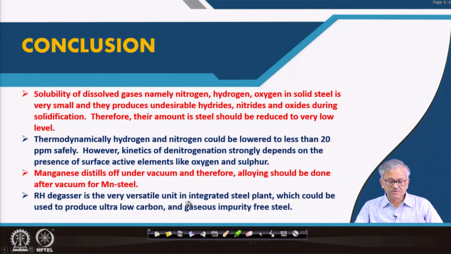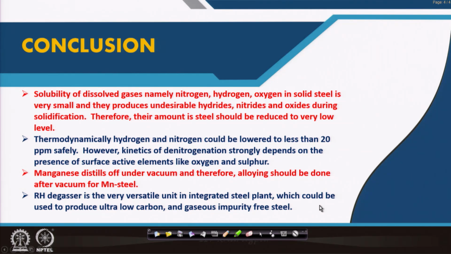And the RH degasser is a very versatile unit in an integrated steel plant, which could be used to produce ultra low carbon steel and gaseous impurity free steel. Very, very low levels of gas you can achieve. So these are the major vacuum techniques used in the steel plant, as I said: vacuum degassing, vacuum arc degassing, vacuum oxygen decarburization, and the RH degasser. These are the most important and very popular degassing techniques used in the steel industry.